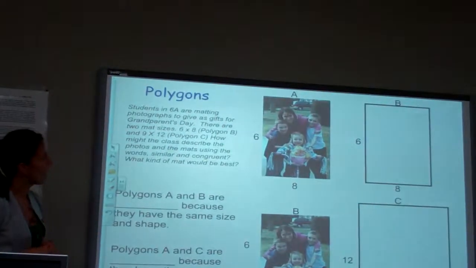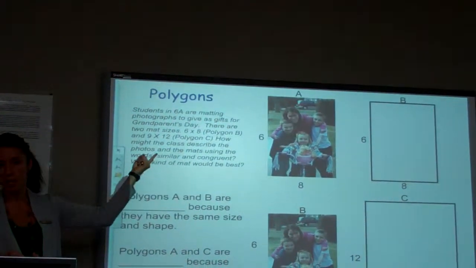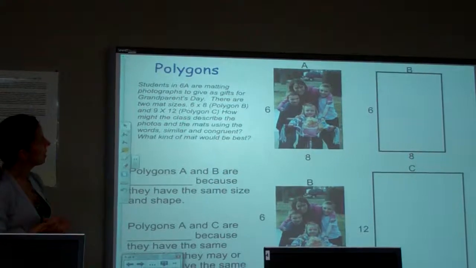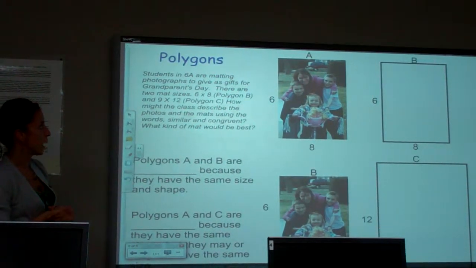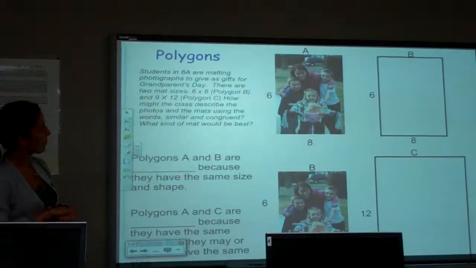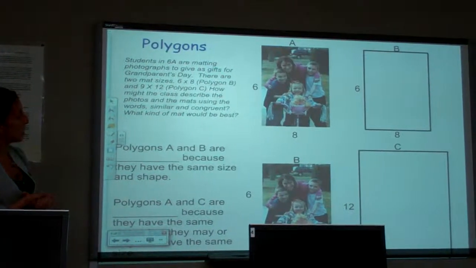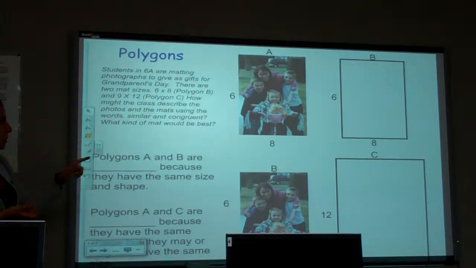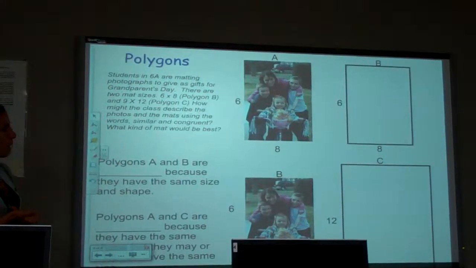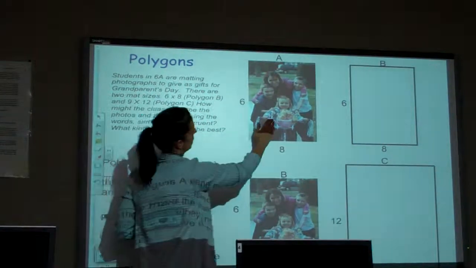Okay? And then here's my real world problem. The question is, students in 6A are matting photographs to give as gifts for Grandparents' Day. There are two mat sizes, polygon B, 6x8, and polygon C, 9x12. How could the class describe the photos and mats using these words, similar and congruent, and what kind of mat would be best?